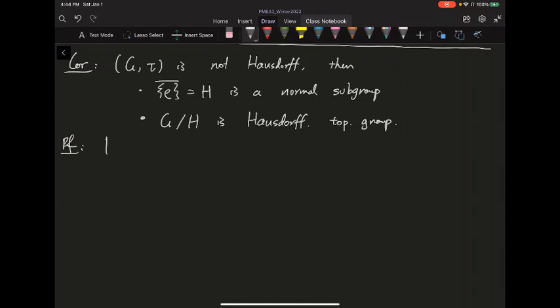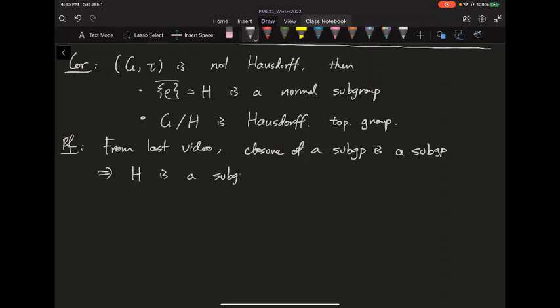Right, so from last lecture, from last video, we have the closure of a subgroup is also a subgroup. So one thing you know for sure is that H is a subgroup. Okay, that's clear. Because you closed up something, when the identity itself is a subgroup, so close it up, you get a subgroup. And not only is it a subgroup, because you closed it, it's always closed. Okay, so that's not surprising. So we just need to show it's normal.